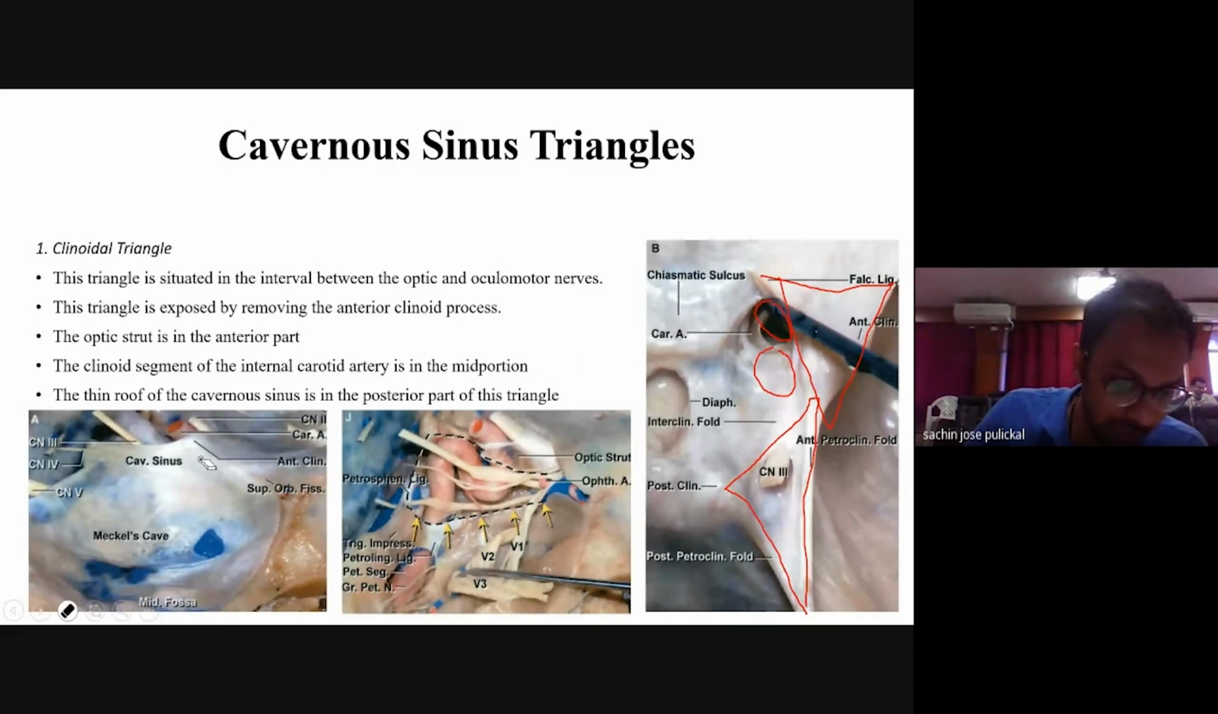So when you strip the temporal dura from the cavernous sinus, and when you enter into the cavernous sinus, it forms a very beautiful pathway through which you can go into the skull base. So it forms a completely extradural approach into the skull base. So these approaches are called transcavernous approaches. Routinely, the transcavernous approaches are used for trigeminal schwannoma, but they can be used for other skull base tumors, basilar top aneurysm clippings, and other things.